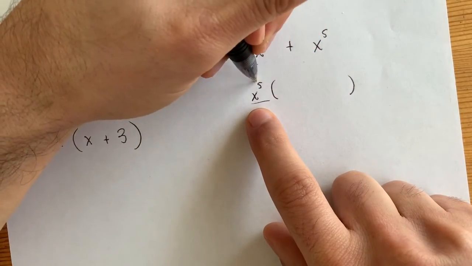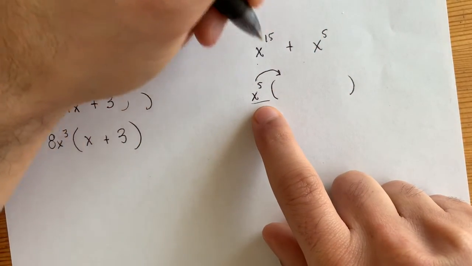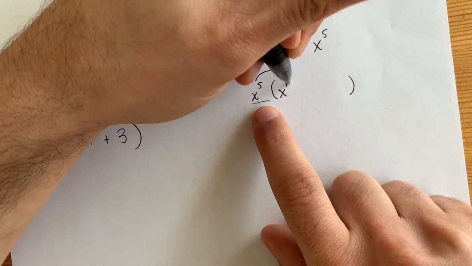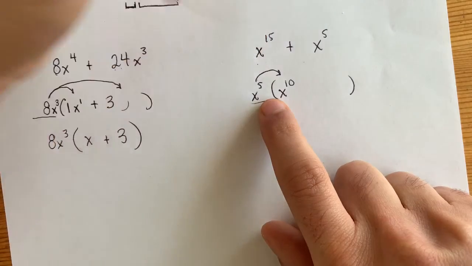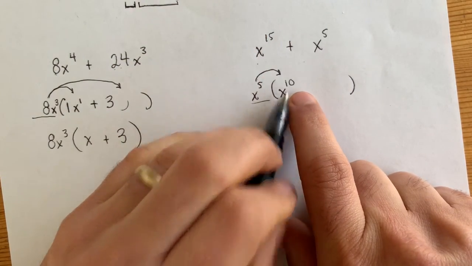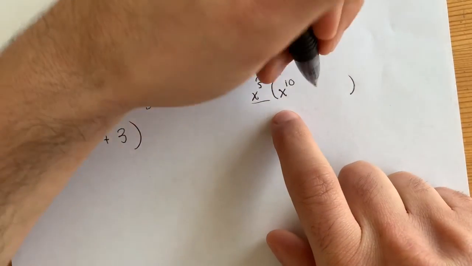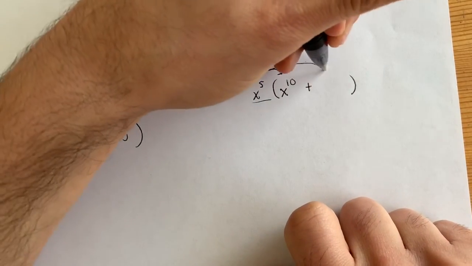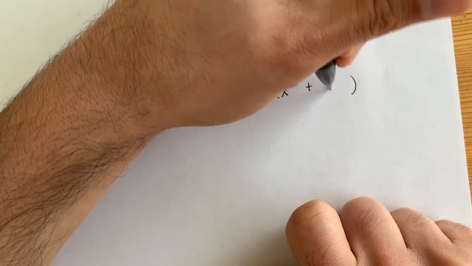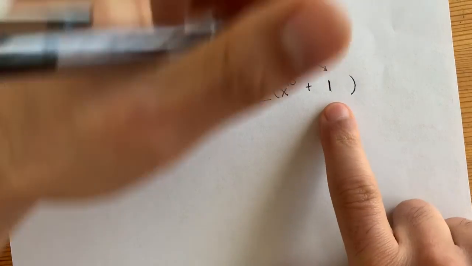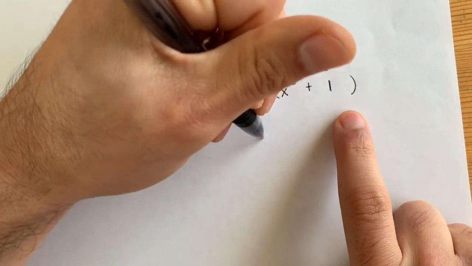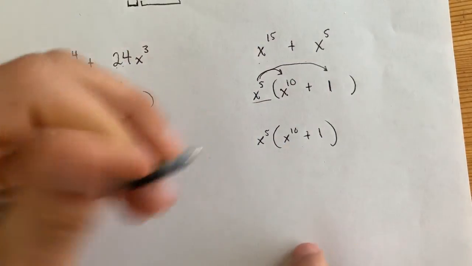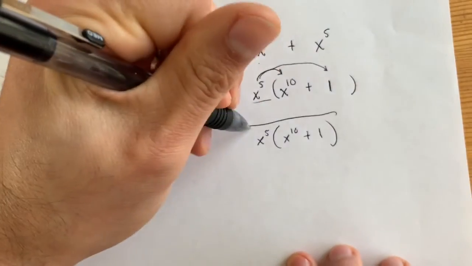If I was to distribute this back, I've got to make x to the 15th. Remember, you add the exponents when they multiply, so that would make x to the 15th. And then to make x to the 5th, I've already got x to the 5th here, so it would just be times 1, and then I would have the factored answer. So that's the answer. If I distribute this, it should look exactly like what we started with.